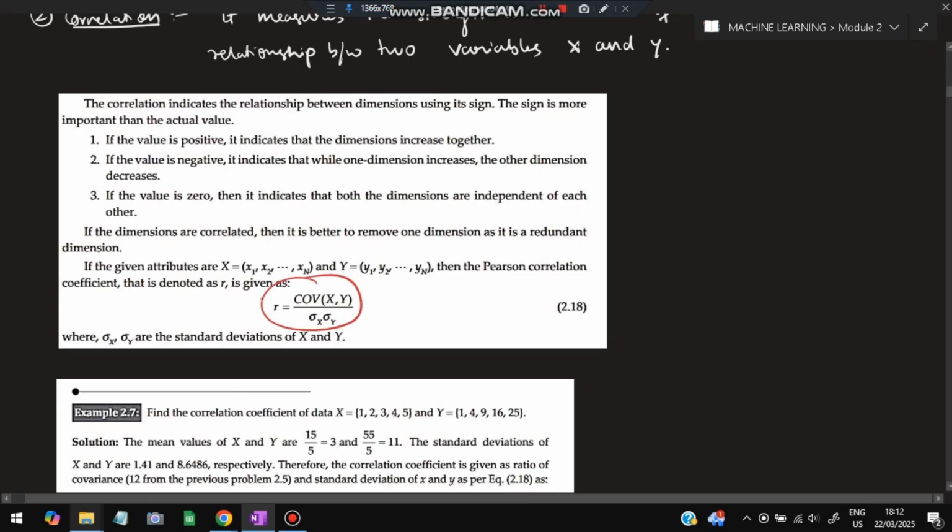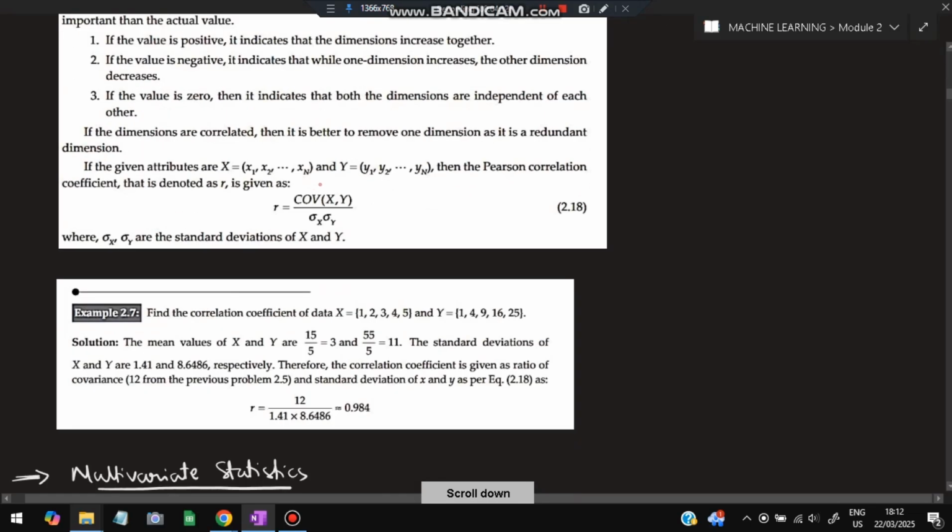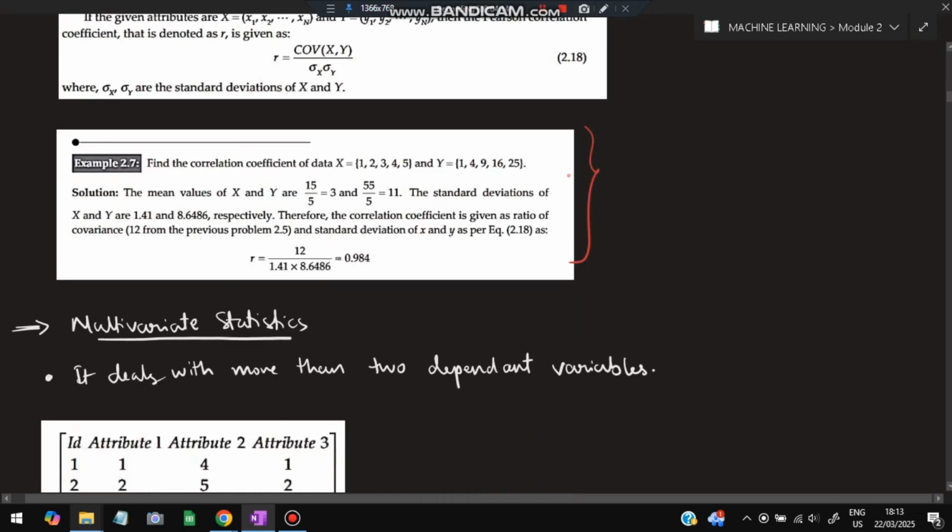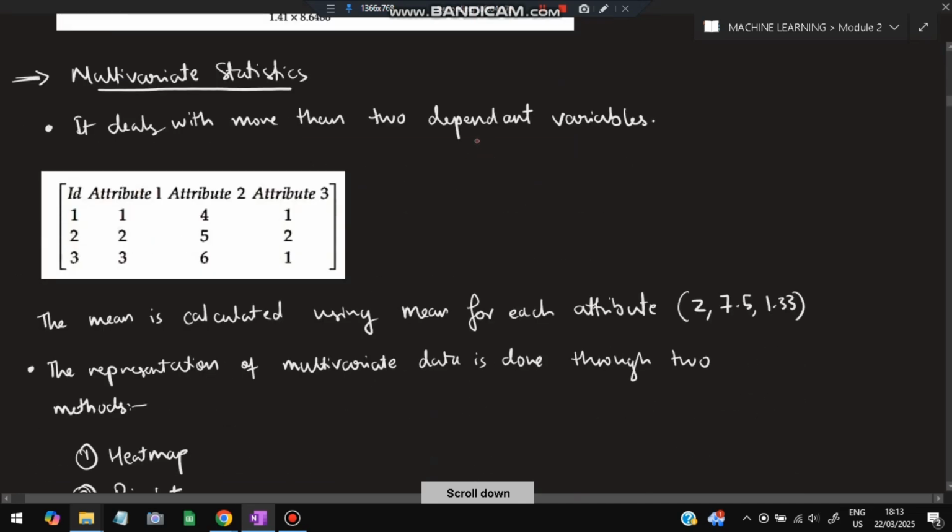Okay, so that is called correlation, and this is the formula used for the correlation. By using the covariance and the standard deviations, sigma x and sigma y, we are able to calculate the correlation between x and y. Okay, so here is an example, you can go through it. This was about the bivariate.